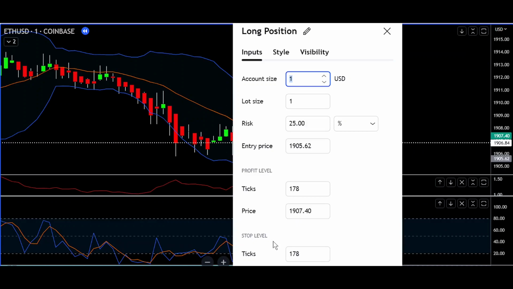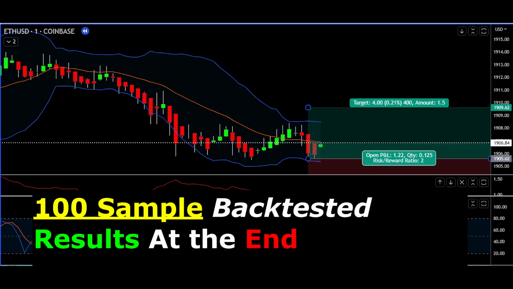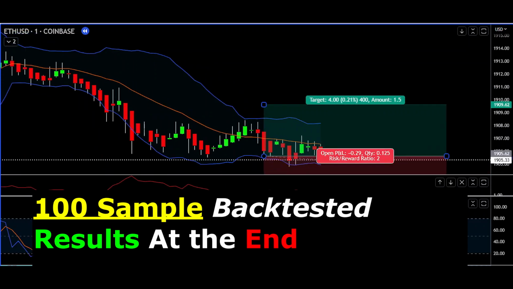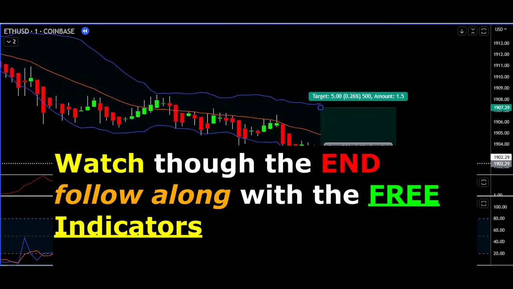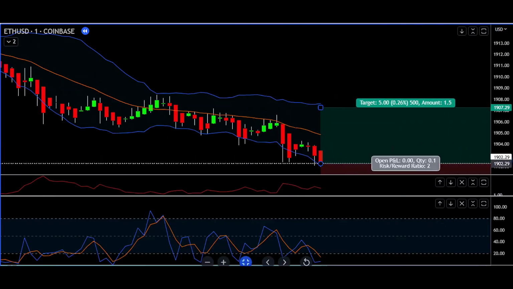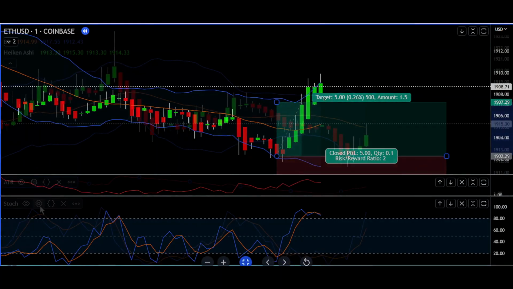We will define each indicator, explain its purpose in the strategy, and give you the exact settings we use to make the most profit. We'll also show you how to backtest this strategy using Tradingview and give you the results of our tests. So, make sure you follow along and use the free indicators on Tradingview to get the most out of this video. Indicator 1, Stochastic.